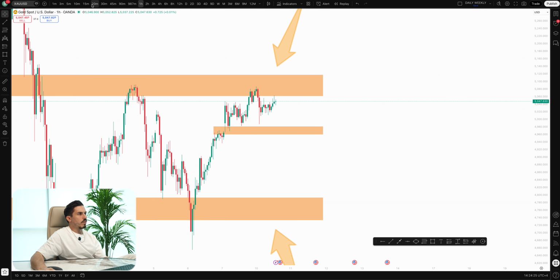But now we break it down onto the 15 minute. A lot of people use 5 minutes, a lot of people use 30 minutes as well, which is perfectly fine.